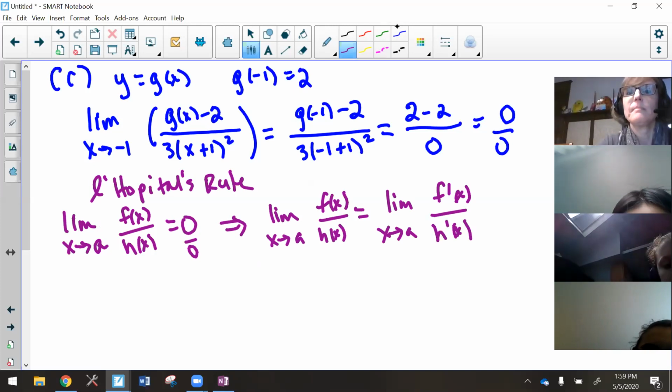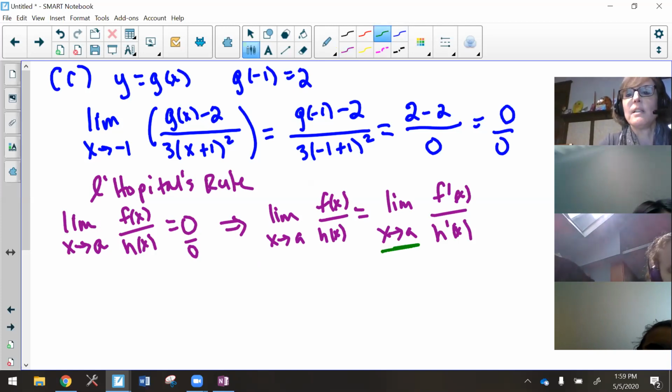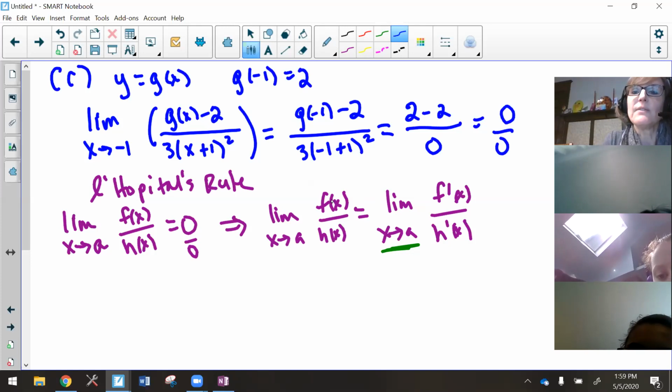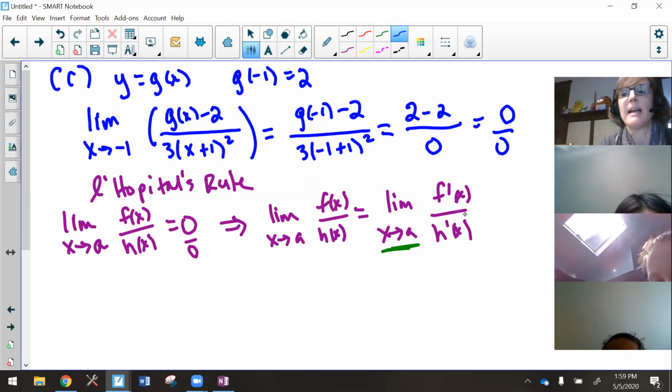Okay? It is very important that you still include that limit there. We are not saying that the limit as x goes to a of f of x over h of x is equal to f prime of x over h prime of x. That is not what I am saying in any way. You must keep the limit in there. And what this is also saying is that I take the derivative of the numerator and leave it in the numerator, and separately I take the derivative of the denominator and leave it in the denominator.